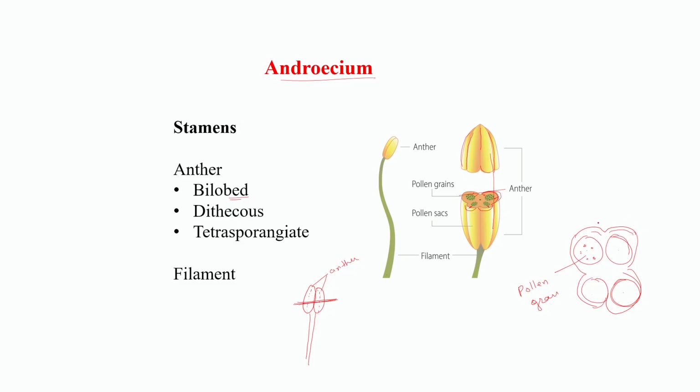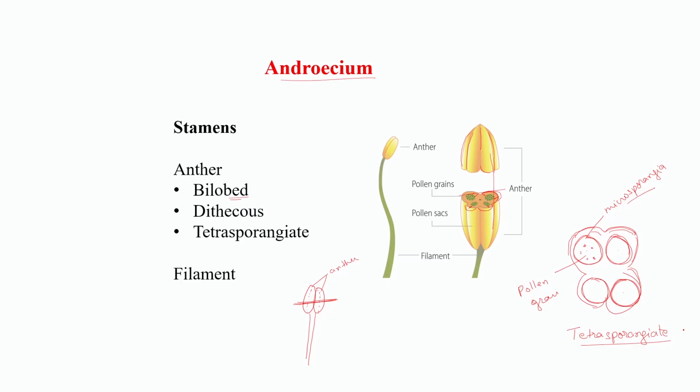Now this is known as microsporangia. This whole bag-like structure, four such sac-like structures will be there. This is known as microsporangia, and they will be surrounded by wall layers. A lot of wall layers will be there. All these wall layers are important, and we will see what their composition is. Inside this microsporangia you will have pollen grains, and this type of anther is known as tetrasporangiate. That means four microsporangia are present.